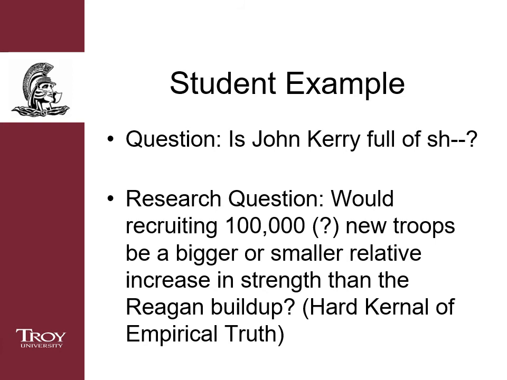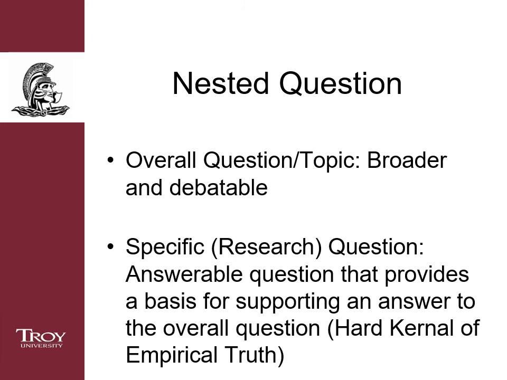So what I'm trying to get at is we have this nesting. And I like to call the smaller, empirical question, the thing you research, the research question, because the other thing is just the question. Some people are on board with that, other people not so much. Regardless, the point is we have nested questions. We have some overall question, a topic that is broader and debatable. Then we have a specific, answerable question. I call it the research question. It's the answerable question that provides a basis for supporting an answer to the overall question, and as I say, provides a hard kernel of empirical truth. Don't use that, that's kind of just me, a colloquial, hyperbolic thing. Don't use that with other people, although I do like what it represents.